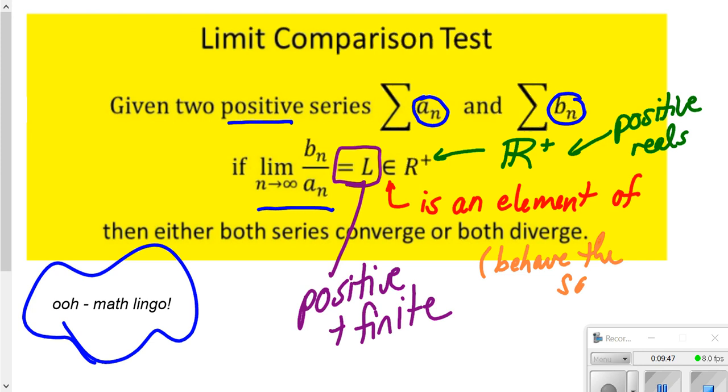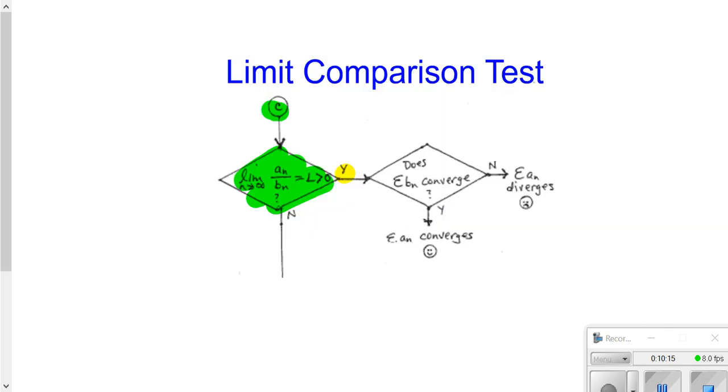Now notice that this does not say that if I get infinity, that means they behave differently. It literally says only what it says. So the limit comparison test is conclusive when you have a finite limit. If you have a positive and finite limit, then the series behave the same. So if you're looking at your flow chart, this is zeroed in on where the limit comparison test is here. The positive part is this greater than 0.